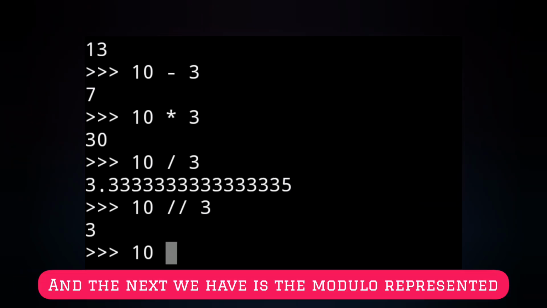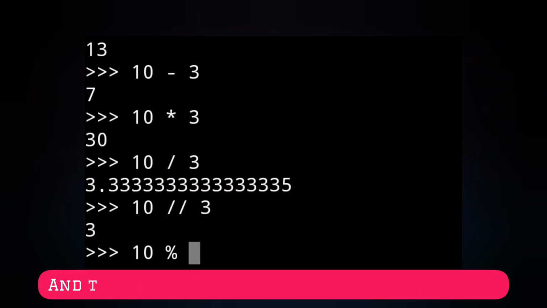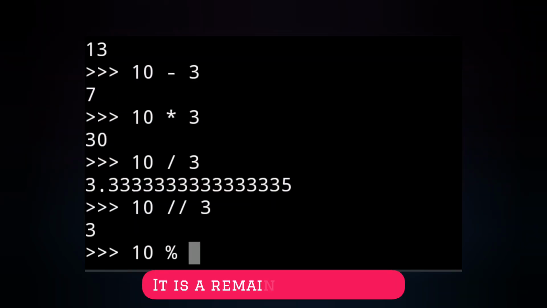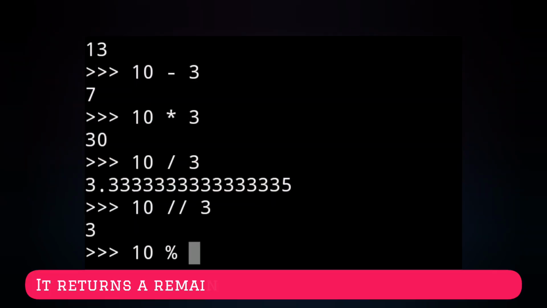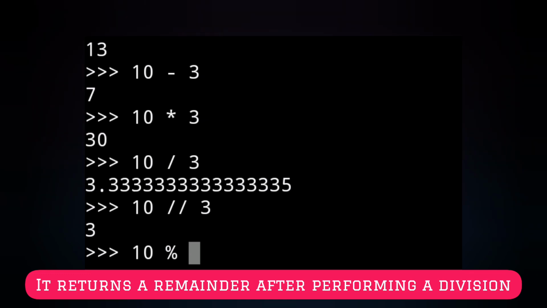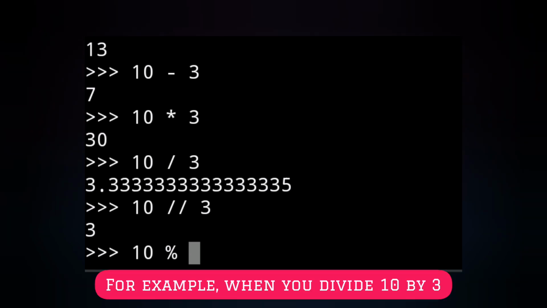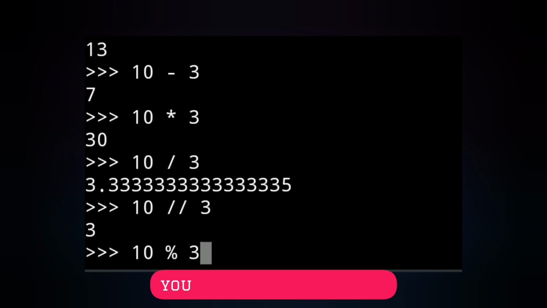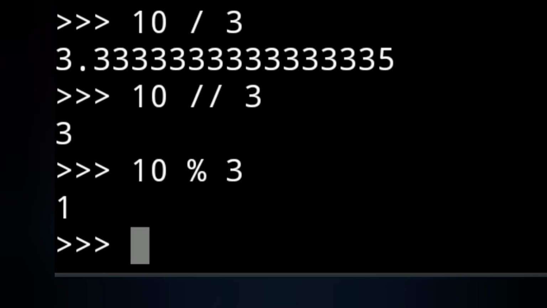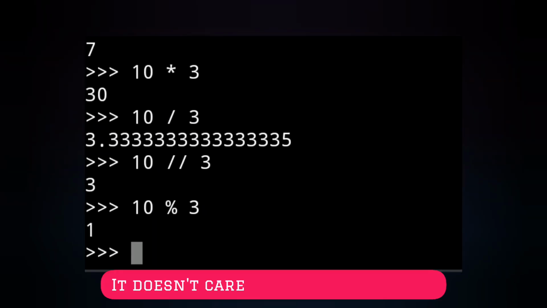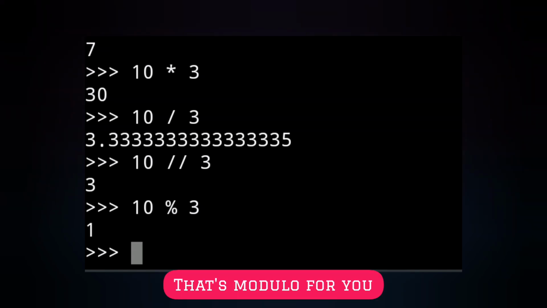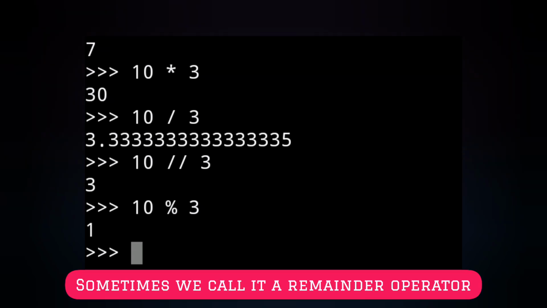And the next we have is the modulo, represented using a percent sign. It is a remainder operator. It returns the remainder after performing a division. For example, when you divide 10 by 3, you get a remainder of 1, so it returns that remainder. It doesn't care about anything else. It always returns a remainder. That's modulo for you. Sometimes we call it a remainder operator.